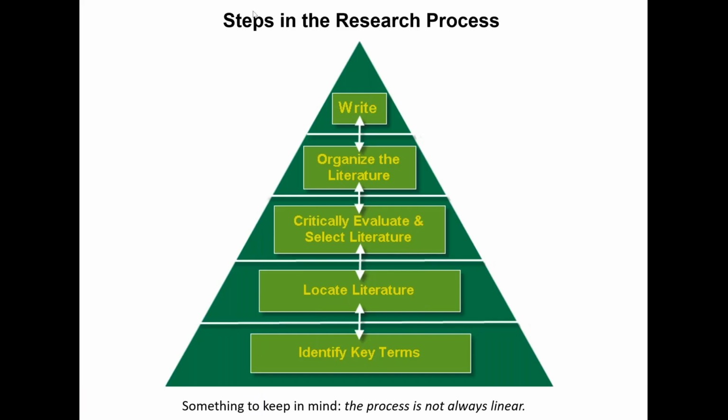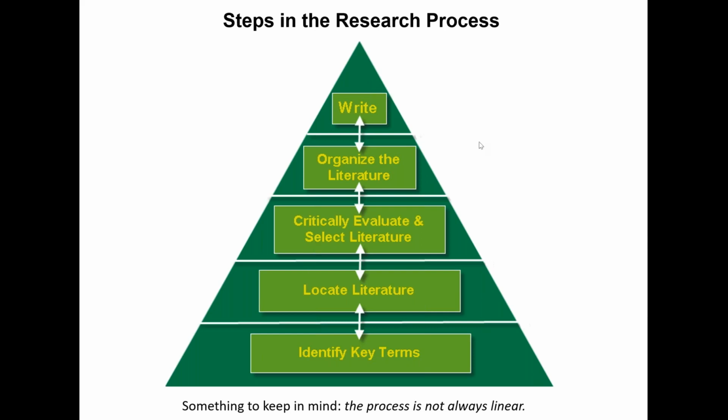Okay. So I've identified basic steps in the research process. Different people may have different or more steps, but I've summarized them into these 5. So, you have your topic, right? And then you identify what the key terms are from your topic. And then you use those key terms to locate literature. And as you're locating literature, you're also critically evaluating and selecting what literature is most relevant to your topic or to your literature review.